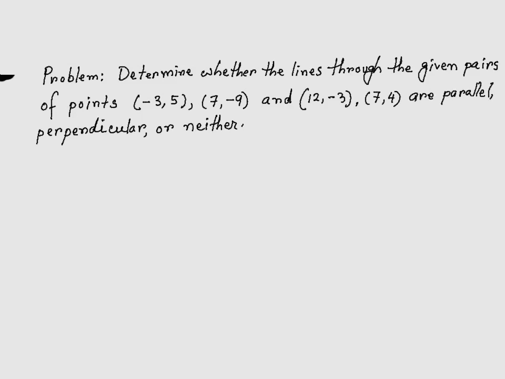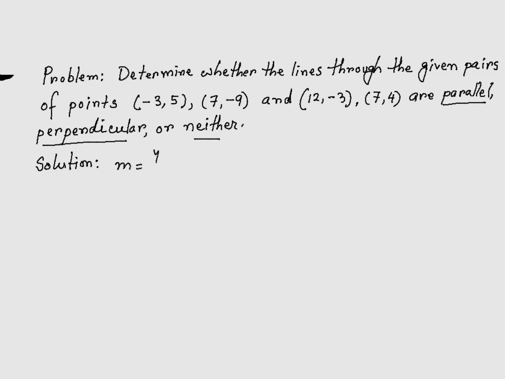In this video, we are going to determine whether two straight lines are parallel, perpendicular, or neither. We determine the relative positioning of the straight lines with respect to each other by comparing their slopes. And to find the slopes of these two straight lines, we just need to use the slope formula.